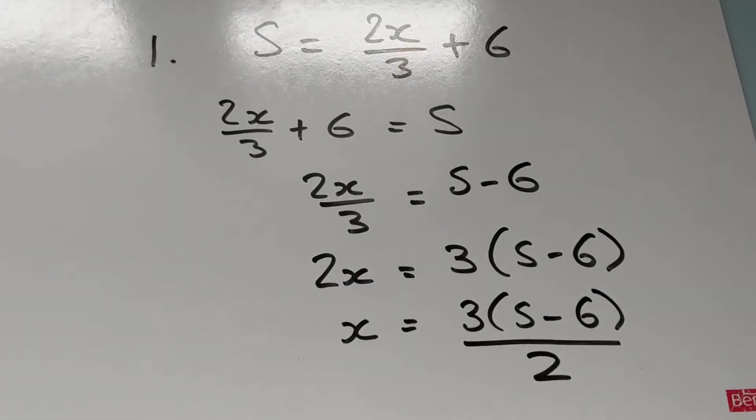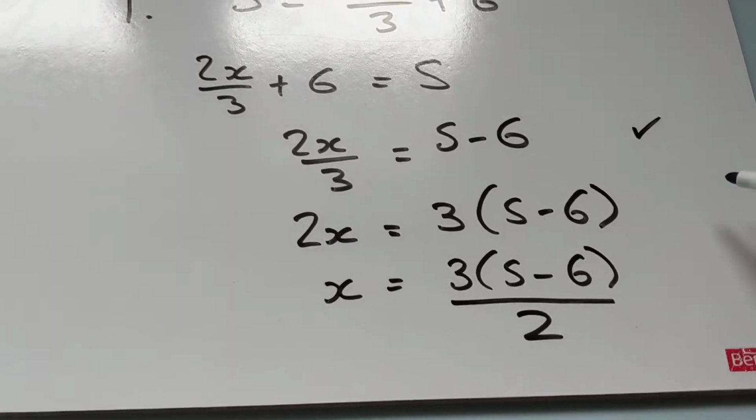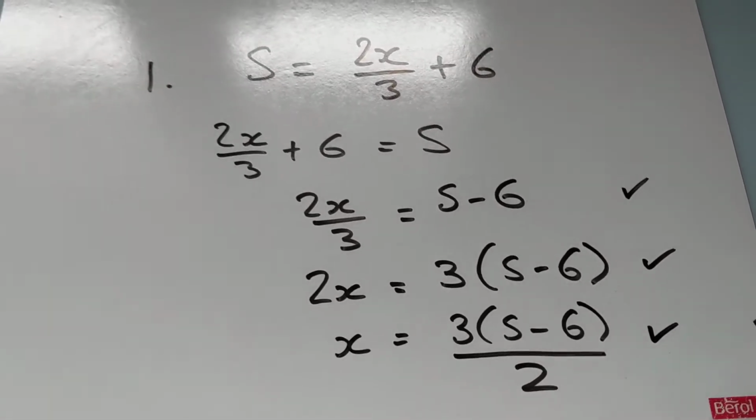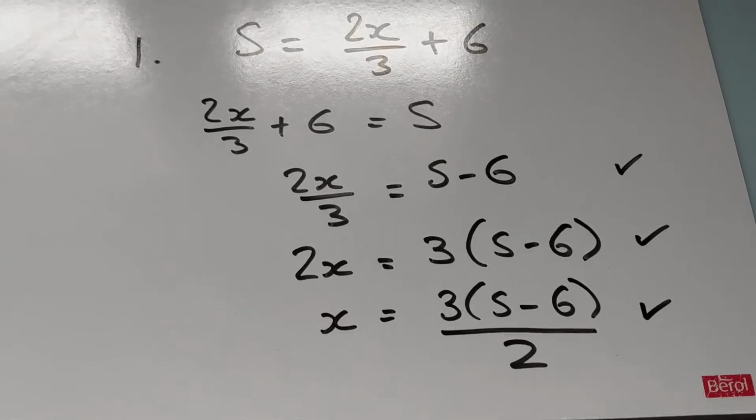So that's question 1. Your first mark is for taking away 6, your second mark is for timesing the 3 up, and the third mark is for dividing the 2 over. So that's 3 marks available for question 1.